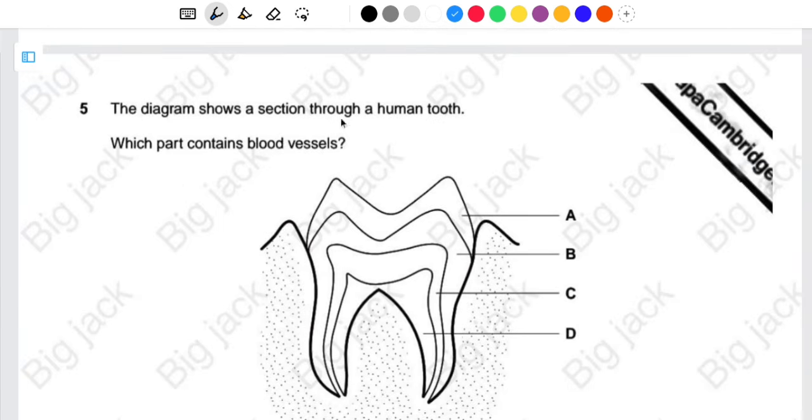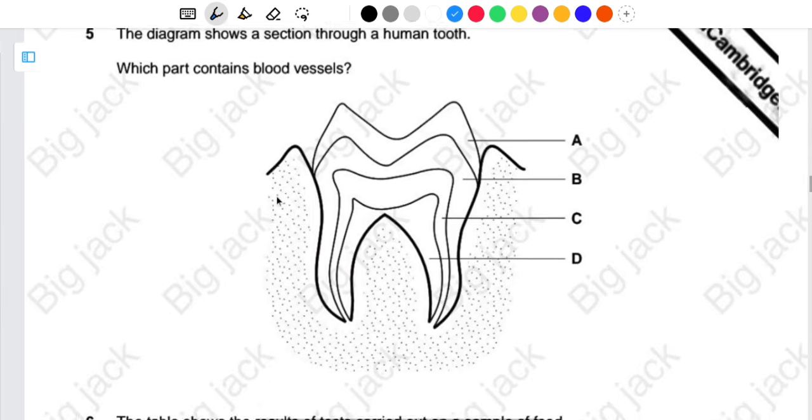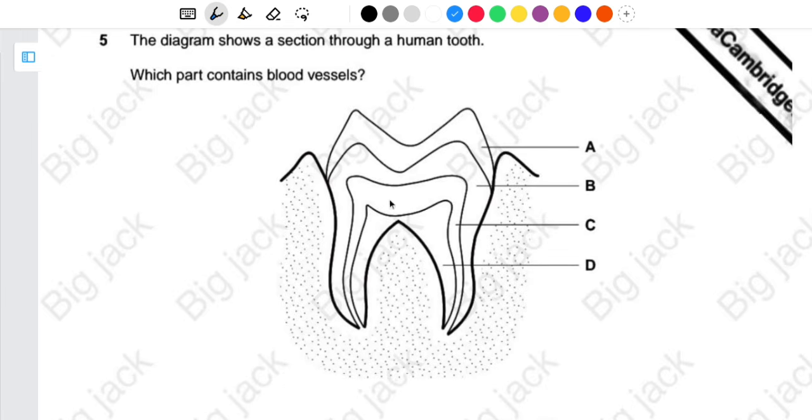The diagram shows a section through a human tooth. Which part contains blood vessels? The part containing blood vessels is the pulp cavity. So the answer is going to be C.